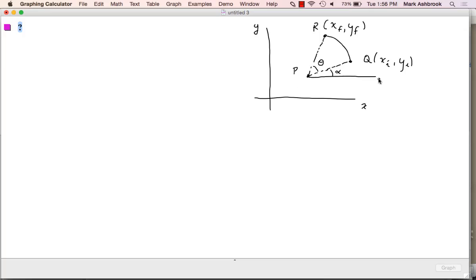You have to have an angle with the horizontal. That's worth a point. You have to have some angle with the horizontal because that's what sine and cosine are based on. Angle swept from the horizontal x-axis. Okay.